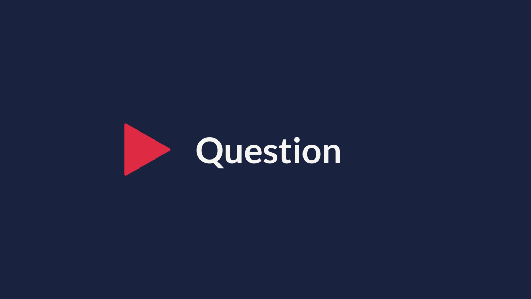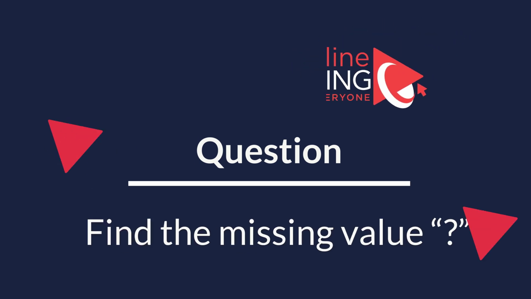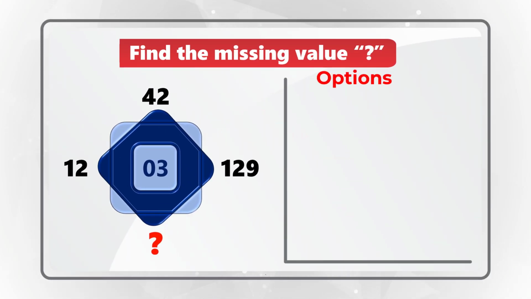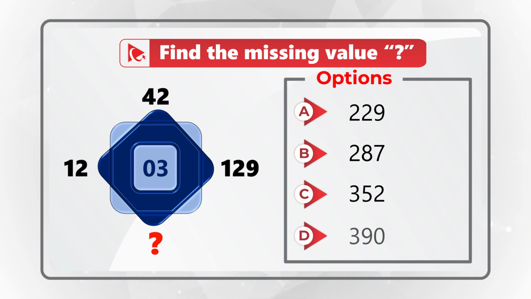Here's a very interesting question where you're presented with an unusual shape and you need to calculate the missing number. You have 4 different choices to choose from for the final answer. Choice A, 229. Choice B, 287. Choice C, 352. And choice D, 390. Take a close look to see if you can come up with the final answer.